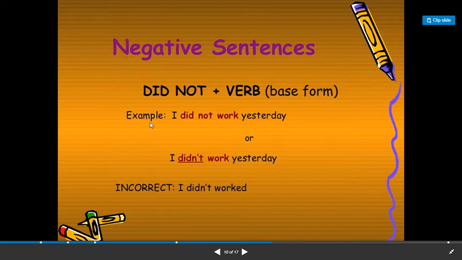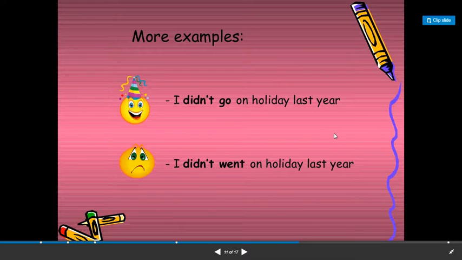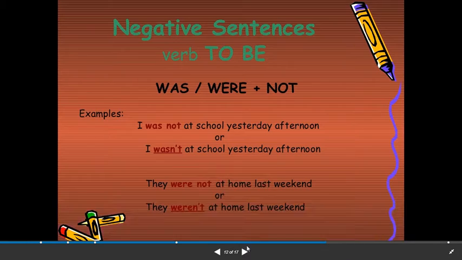For negative sentences, did not plus verb in the base form. For example, I did not work yesterday, or I didn't work yesterday. More examples: I didn't go on holiday last year. I didn't went on holiday last year. The correct one, we say, I didn't go on holiday last year.